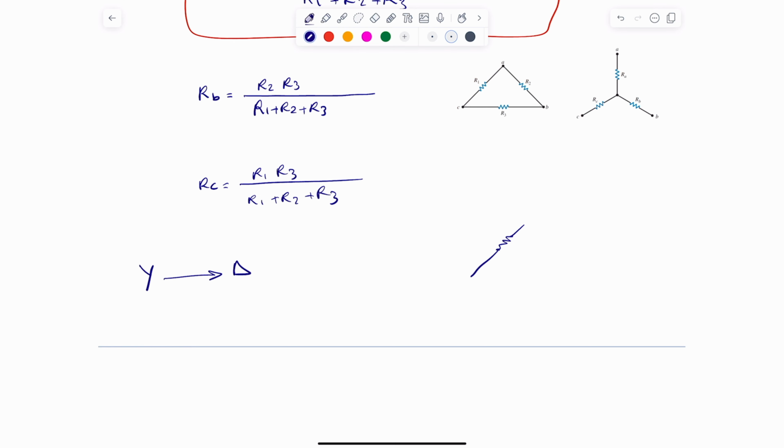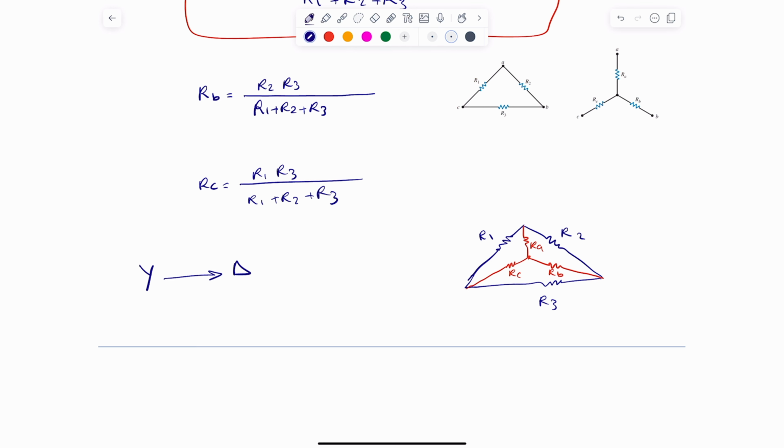So what we can do is we can say this here, and this one here, and this one here. That's basically the delta. That's what we're trying to get to, but we can get to it from the Y, and this is basically the Y, and then this one here, and then this one here. And just to have the same names, we have R1, R2, and R3, and this here is RA, this one here is RC, and this one here is RB.